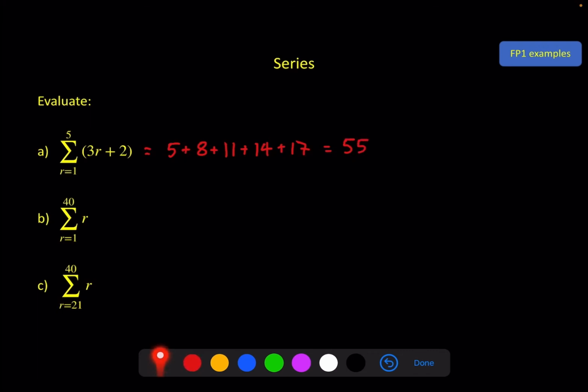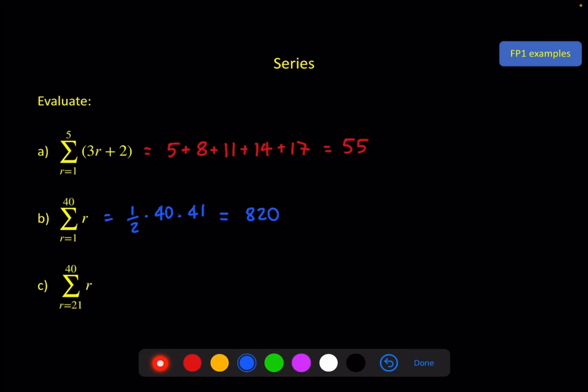But this second one is going to be more complicated. We're going to need to use the formula here, because from 1 to 40, I don't want to write out 1 plus 2 plus 3 all the way up to 40, and I don't want to have to do that mental calculation, especially without a calculator to hand. So we're going to use the formula. So it's a half times n, which is 40, times n plus 1, which is 41. Half of 40 is 20, so that's 820 as a final answer.